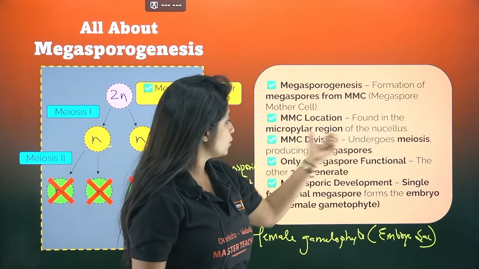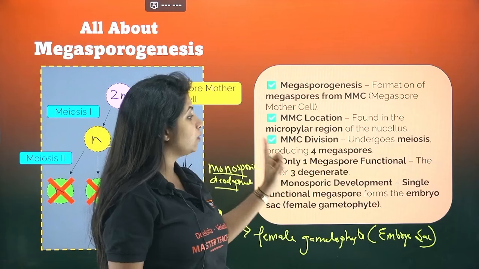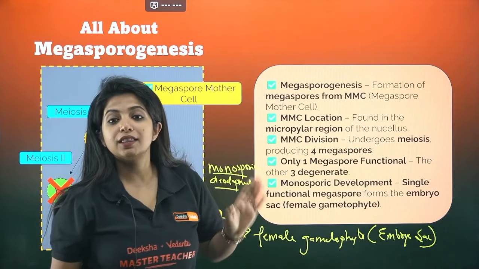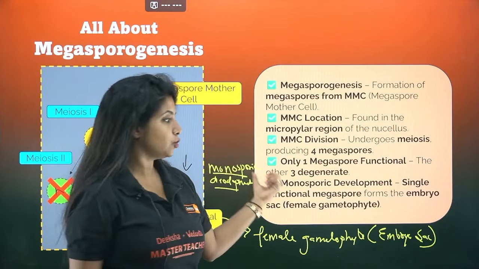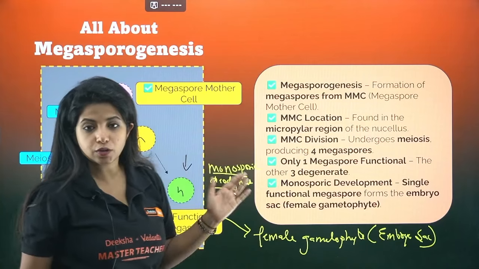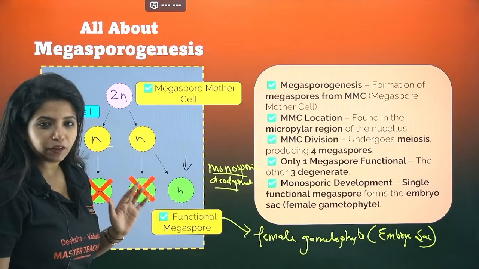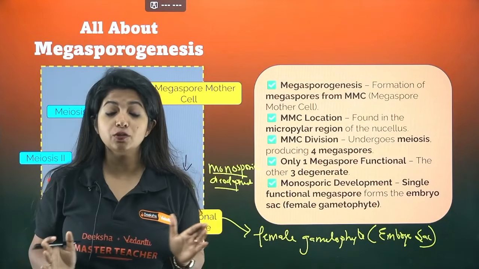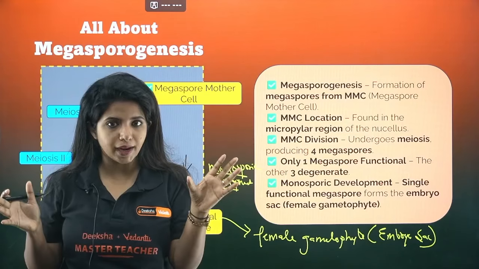So it undergoes meiosis producing 4 megaspores. Only 1 functional megaspore will be there. 3 of them are going to degenerate. This is known as monosporic development that is going to happen to form the female gametophyte. So everything is happening inside the ovule. You need to remember that.